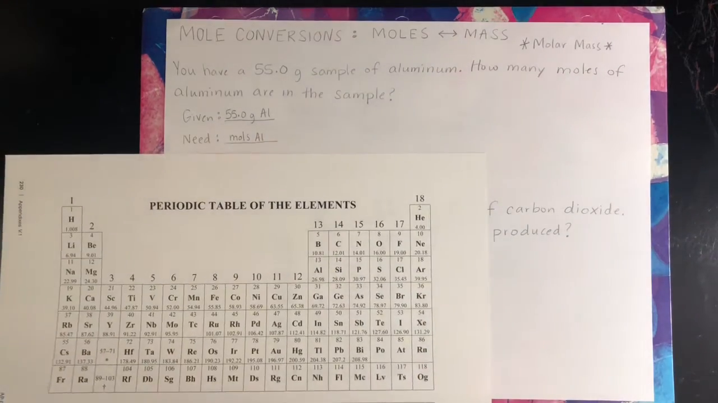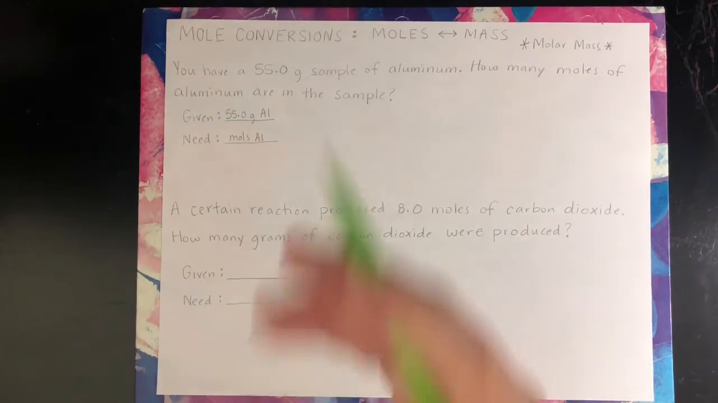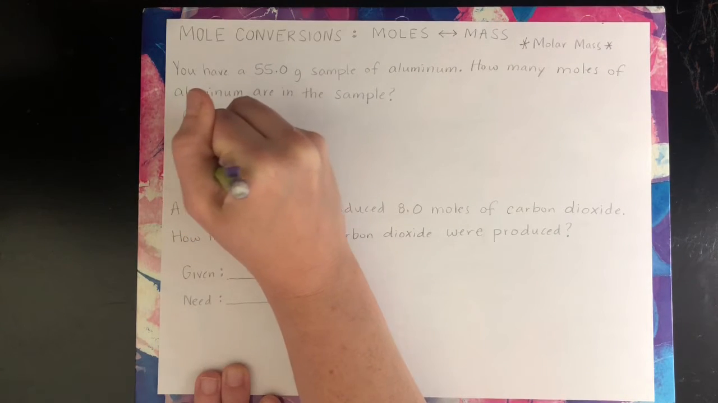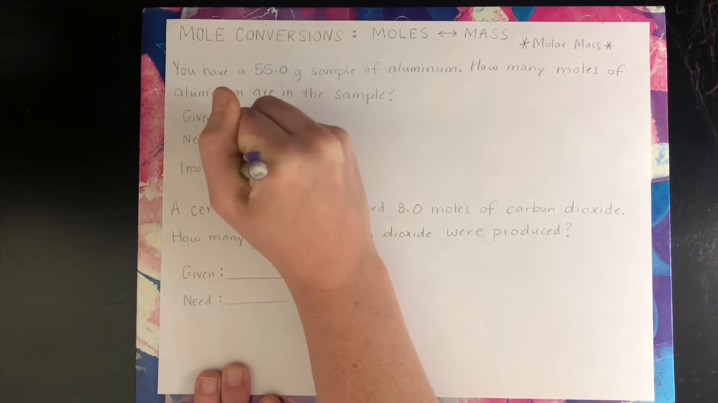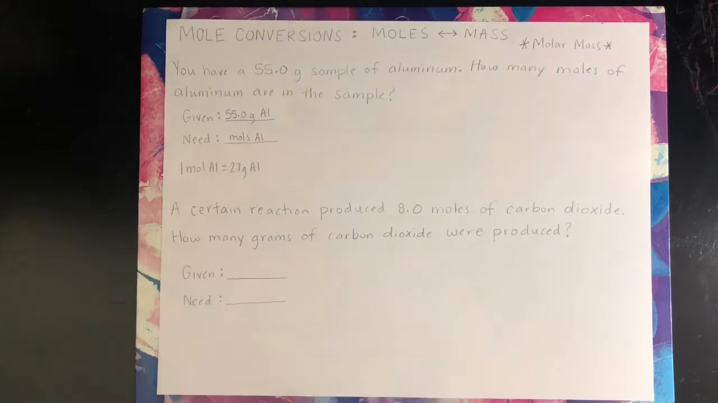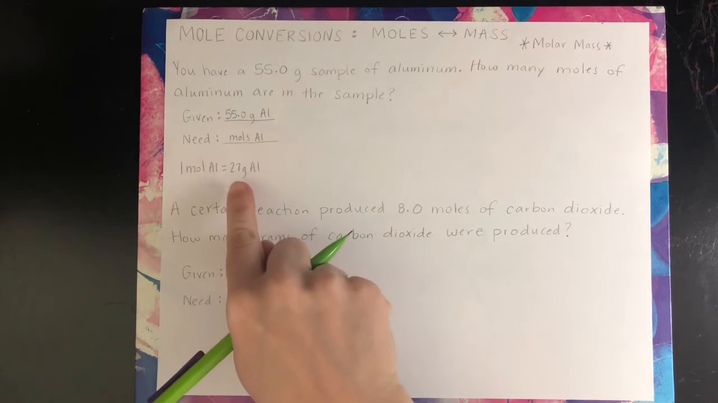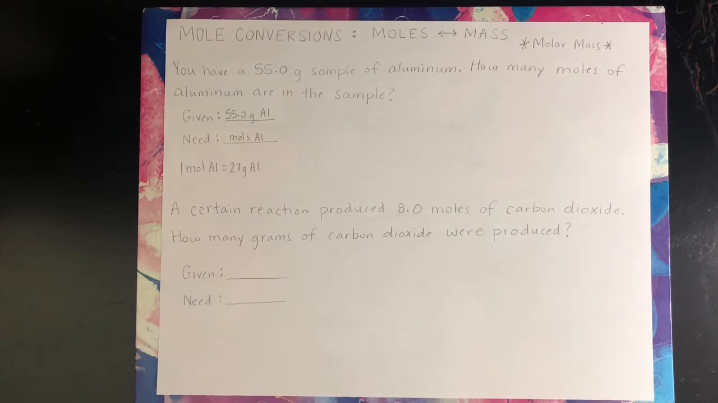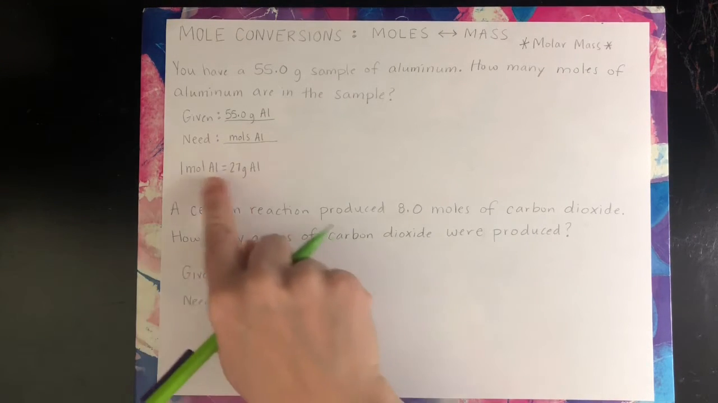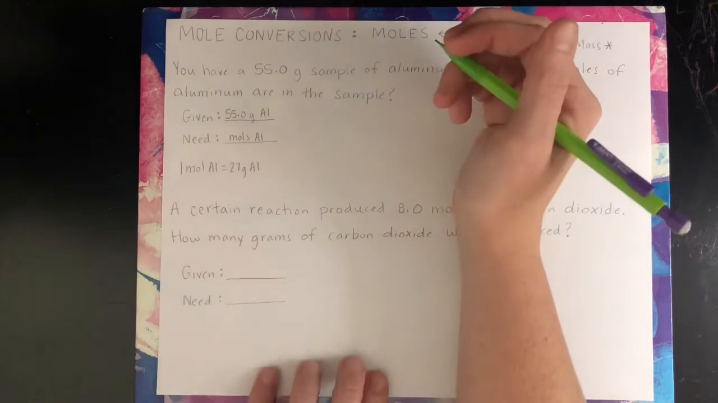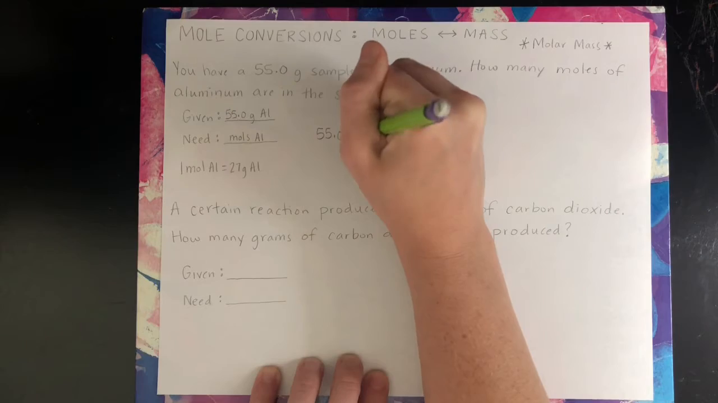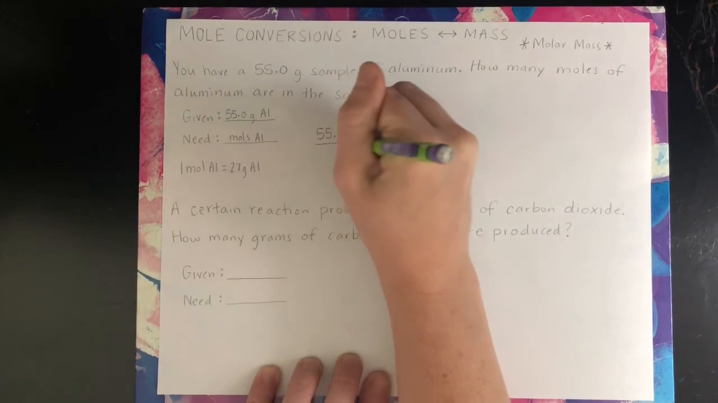We can go ahead and round that to 27. That's pretty safe. So our conversion factor is that 1 mole of aluminum equals 27 grams of aluminum. Now, molar mass will be different for every single substance. So whenever we're doing problems where we're looking at moles and mass, we're always going to have different conversion factors. Let's go ahead and set up our dimensional analysis. 55 grams of aluminum.